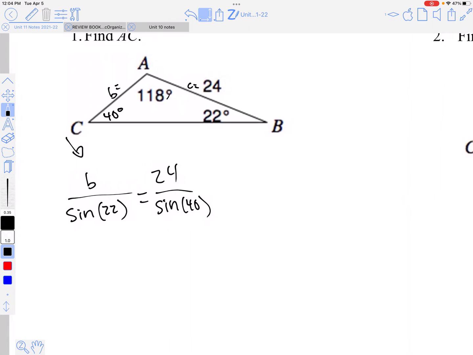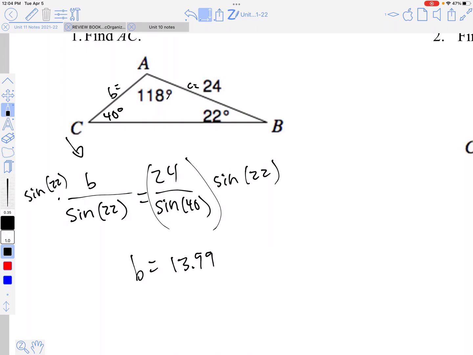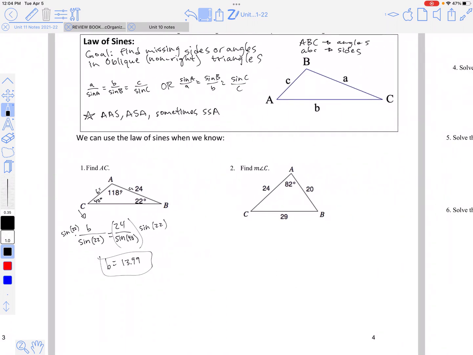What I'll do is put this side in my calculator, and then multiply it by sine of 22. And I'll get that side B is 13.99 units long. And I'm done. It only wanted me to find that side. There we are. So we can use law of sines when we know, here we knew, angle, side, angle.